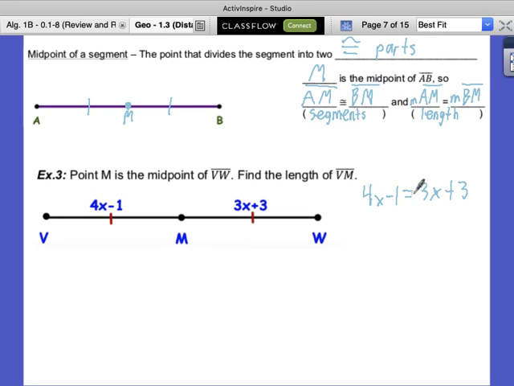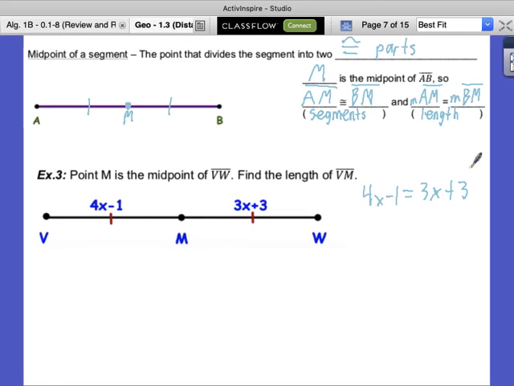So, 4x minus 1 is equal to 3x plus 3. Any questions on why we can set it up this way? Because math, okay? Anytime you hear that two things are congruent, bells and whistles and cowbells should be going off in your head telling you, hey, we should set them equal.